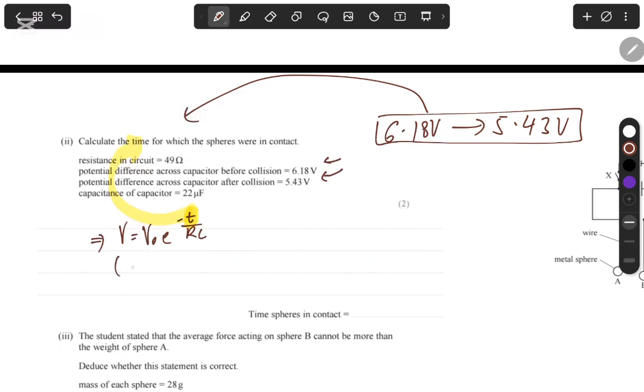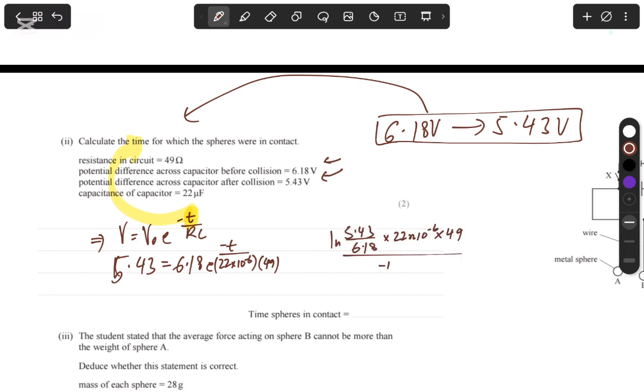So I'm going to have 5.43 equals 6.18 e to the minus t over RC, where RC is 22 times 10 to the power of minus 6 times 49. And that's going to give me, after plugging in the values, 1.39 times 10 to the power of minus 4 seconds.